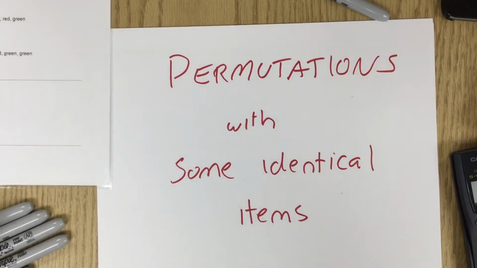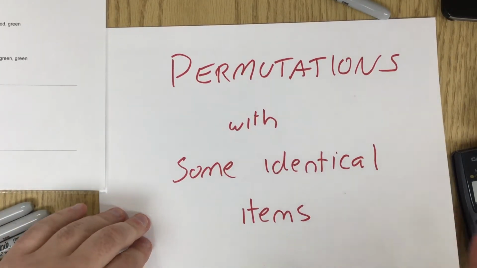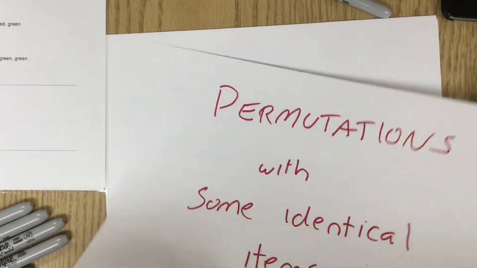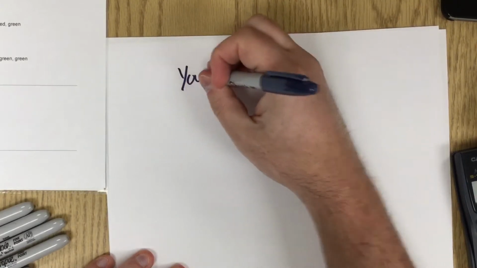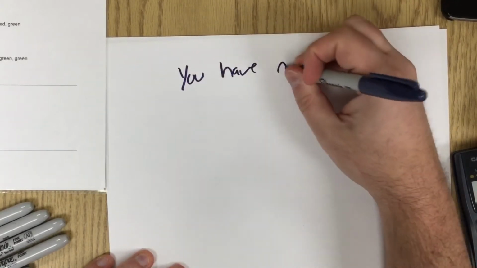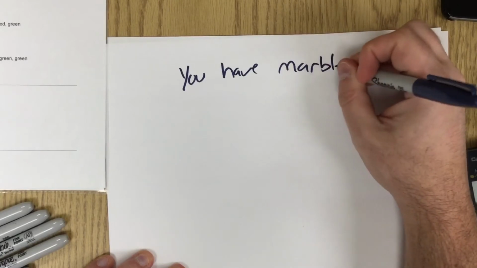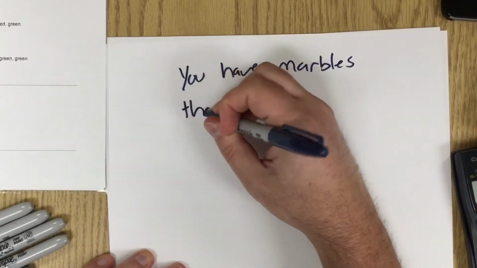We're now going to discuss permutations with some identical items. Not all identical, but some of them. So let's say, for example, for all of these problems, we're going to have marbles. And they will be placed in order.